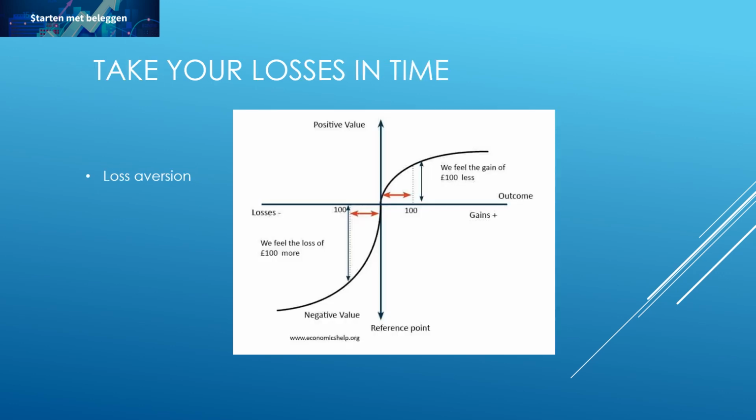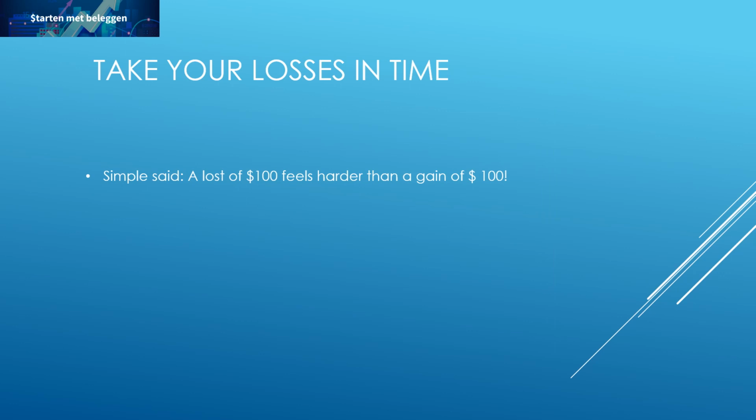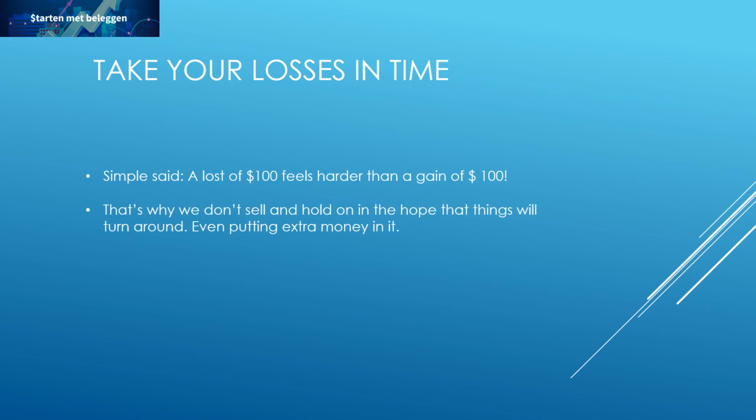And take your losses in time. Some people would have heard of loss aversion. Here you see the graphic of the loss aversion, but simply said, a loss of $100 feels harder than a gain of $100. So people tend to feel the pain harder than the pleasure. So that's why some people don't sell and keep holding if the stock's going down.